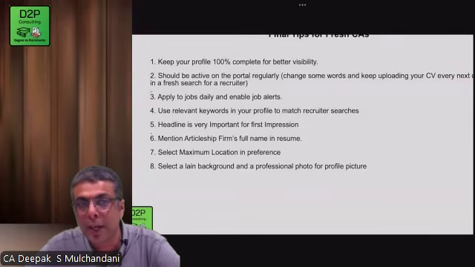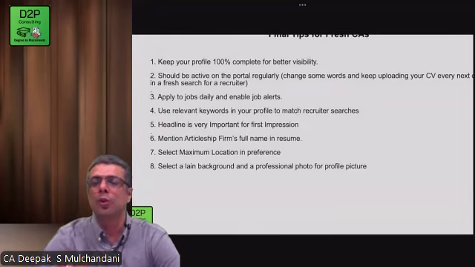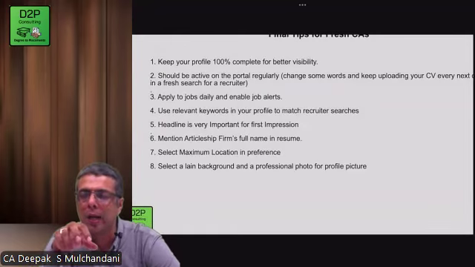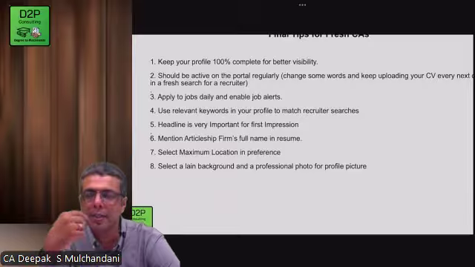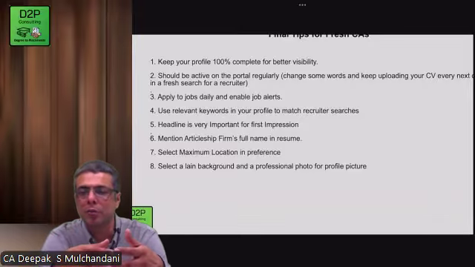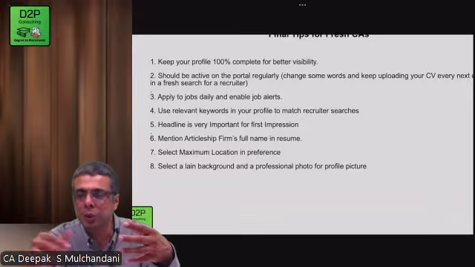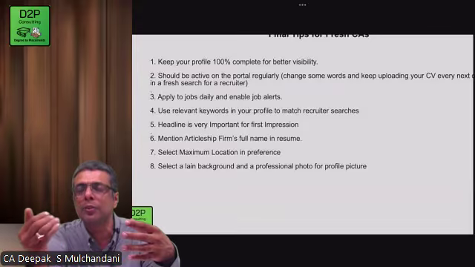And you should be active on the portal regularly. Now, how do I become active on the portal regularly? You should go and change even a full stop, a comma or a word. You delete the word and write that word again. It becomes like you have made some changes, and you are active. Because as a recruiter at the back end, if I go and look for Hitesh Khatri, it shows me since when Hitesh Khatri was active.